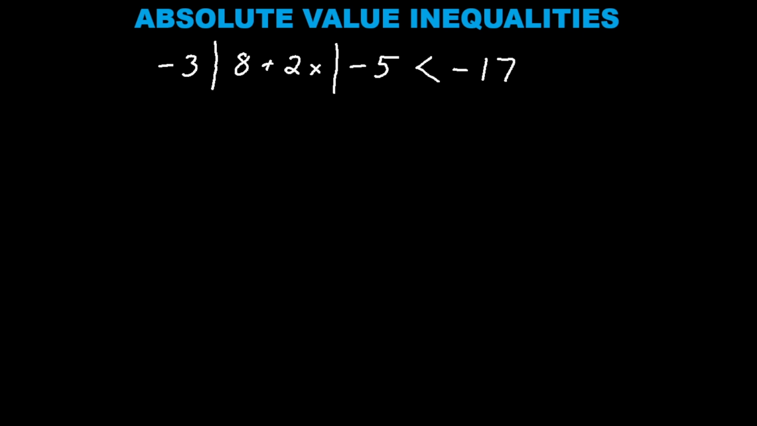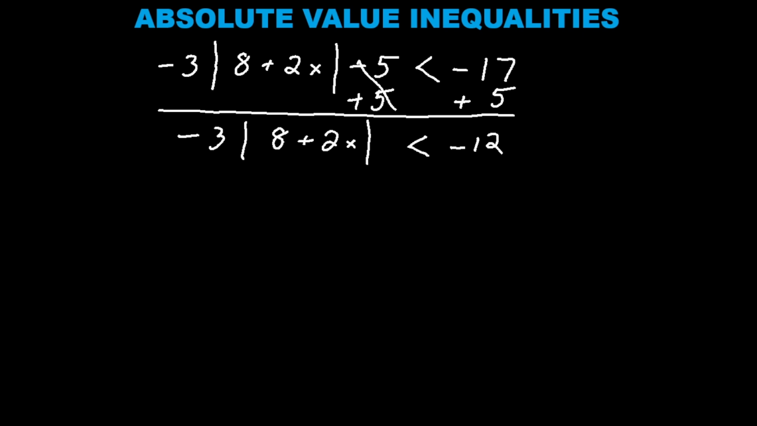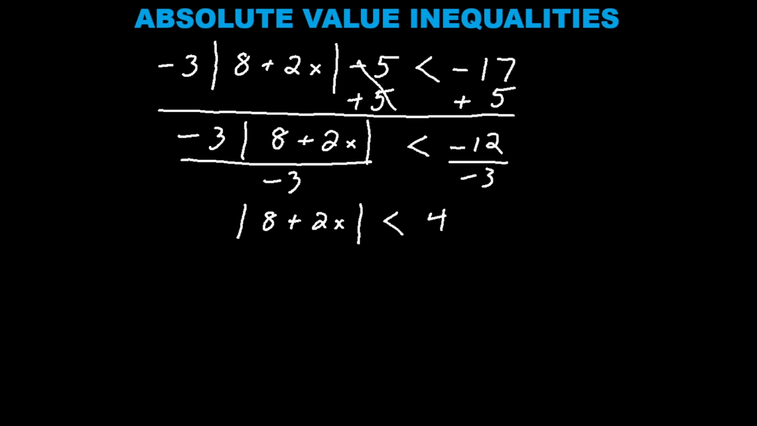In this example, we again have values that are outside the absolute value symbol, but what's inside here is a two-step equation. It's not really that much more difficult, but just a little bit of housekeeping. So I start by adding 5 to both sides. And then I divide both sides by minus 3. And now that the only thing on the left is the absolute value of 8 plus 2x, I'm going to set that equal to positive and negative 4.